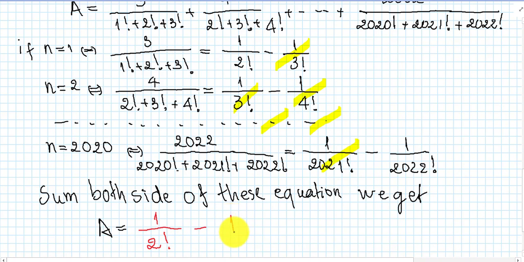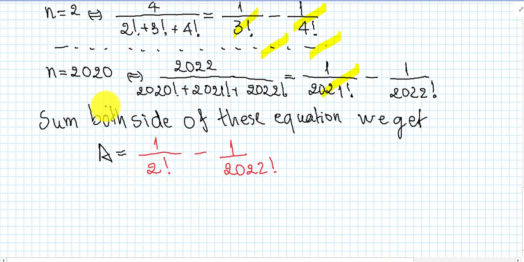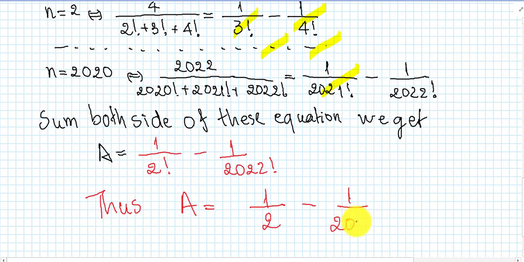And then we get A equals 1 over 2 factorial minus 1 over 2022 factorial. Thus we get A equals 1 over 2, because 2 factorial equals 2, minus 1 over 2022 factorial. And this is our solution.